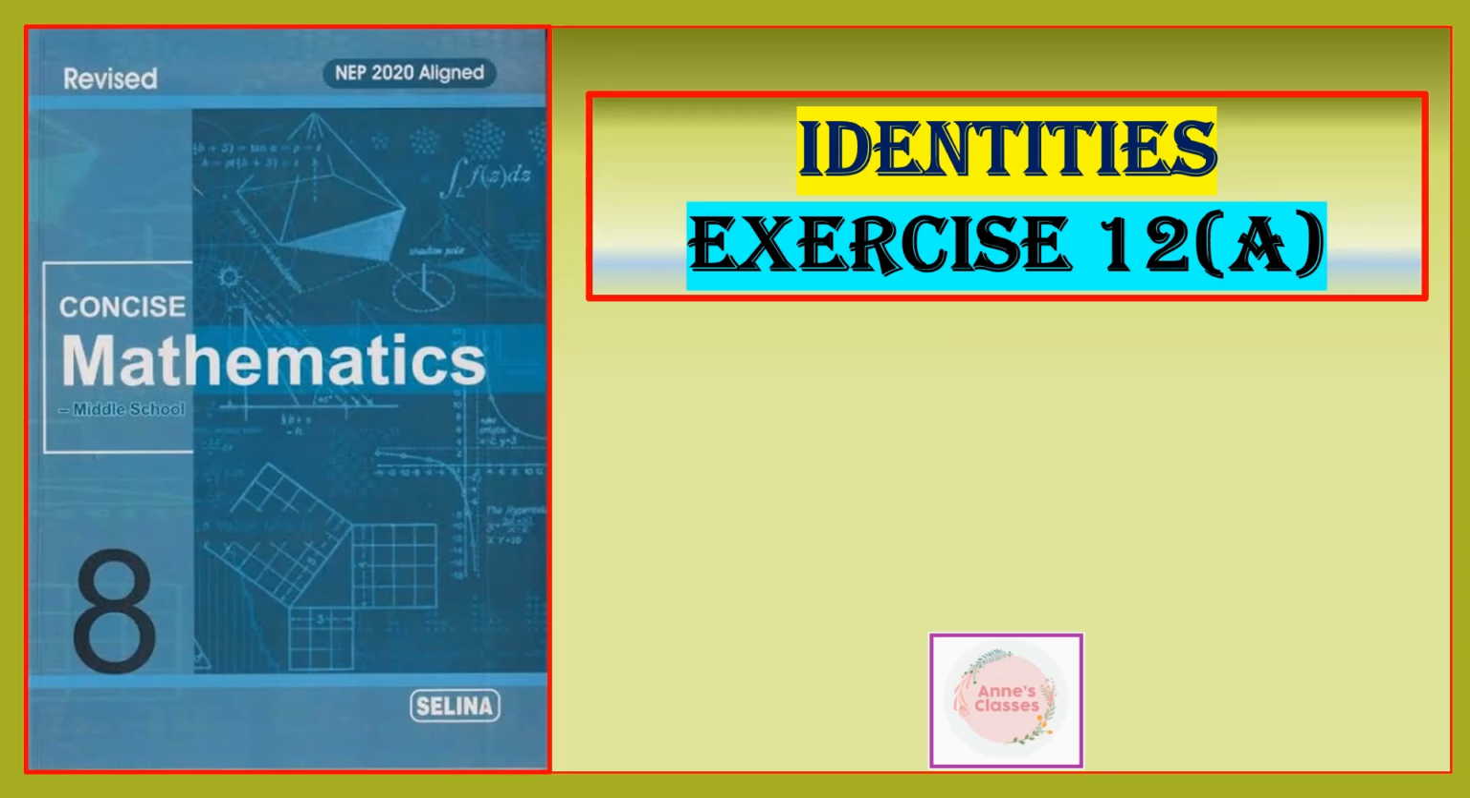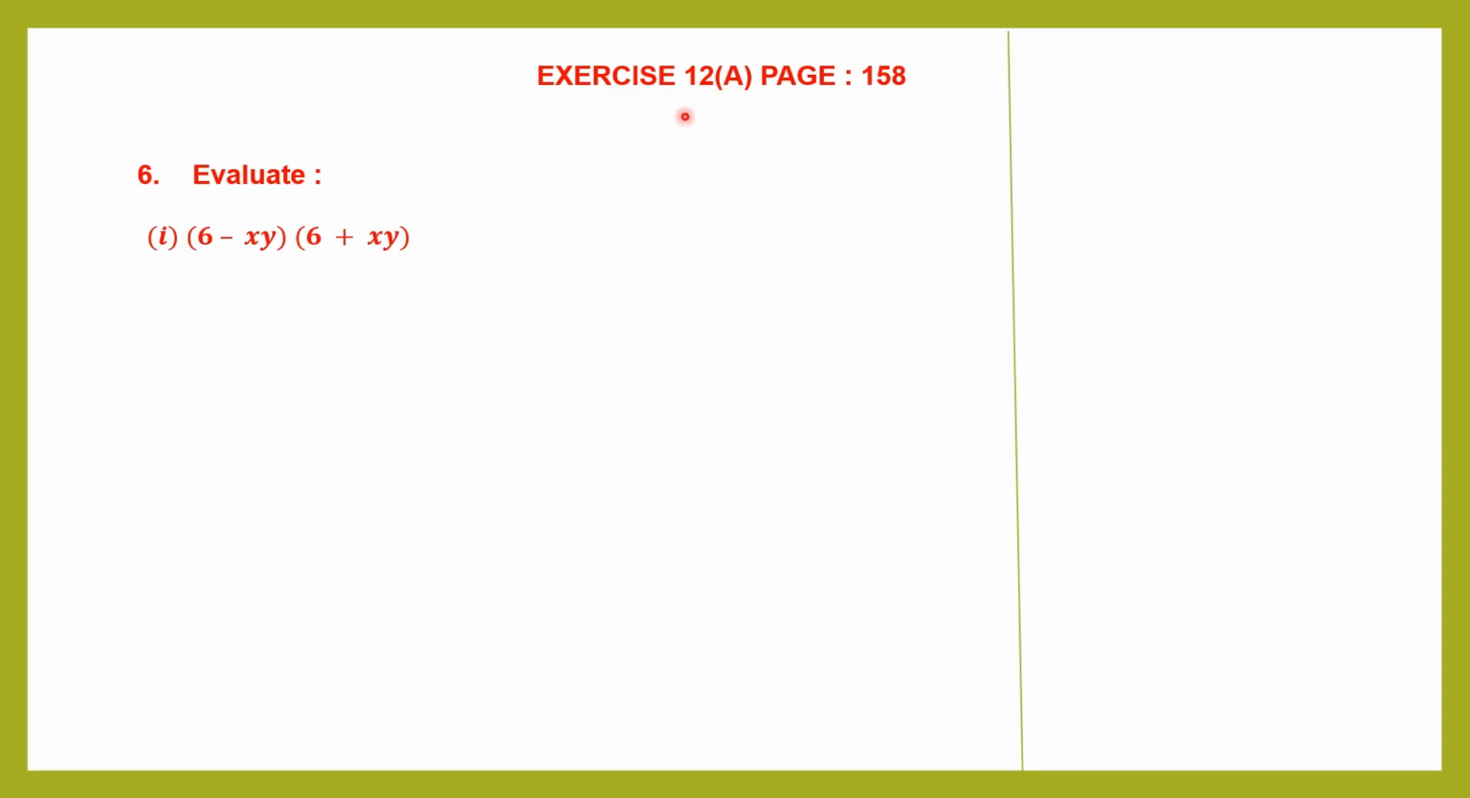Let's do identities exercise 12A, page number 158, question 6, evaluate. First one is 6 minus xy into 6 plus xy. Now we have learned that to find the product of certain expressions, we can use the direct method, especially when the terms are the same.